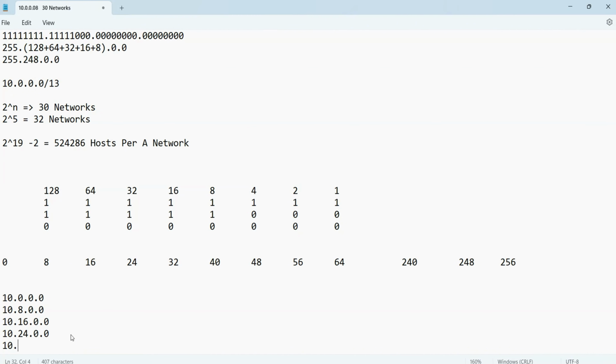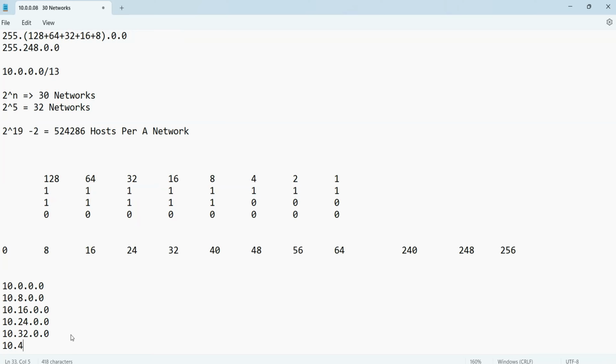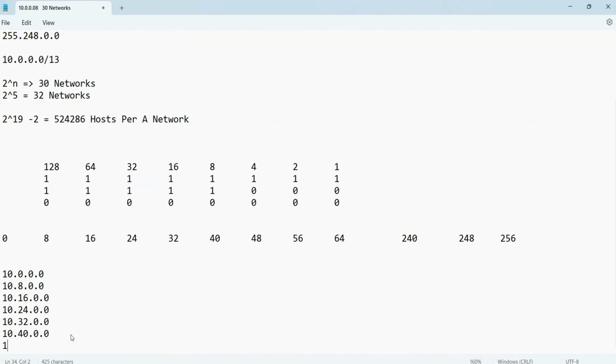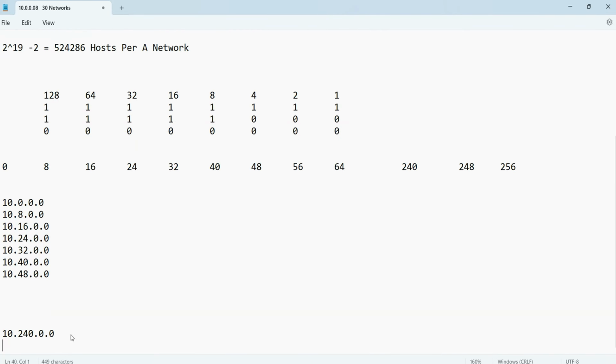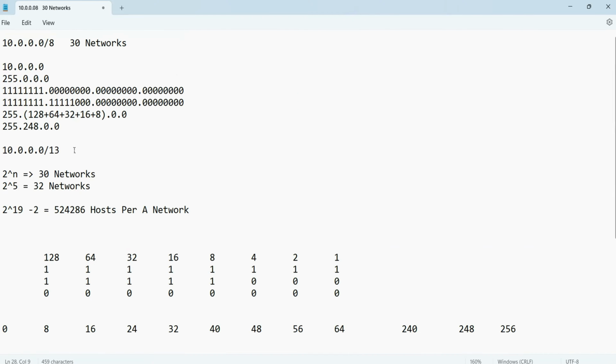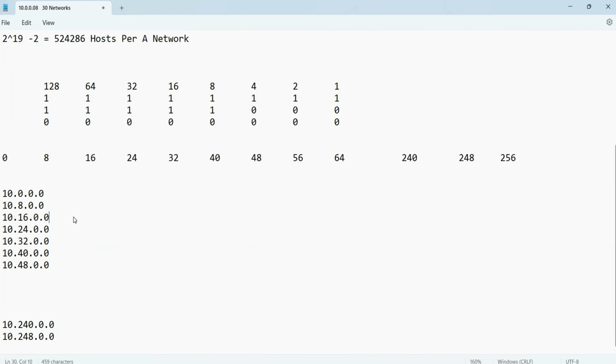10.24.0.0. Then 10 dot what? 32.0.0. Then 10 dot what? 40.0.0. Then 10 dot what? 48.0.0. Until what? I'm going to see 10 dot what? 240.0.0. And the last network will be 10 dot what? 248.0.0. So these are actually what? Network IDs, as long as I'm putting what subnet mask? This right here, 255.248.0.0. Okay, let's take a look at this network.